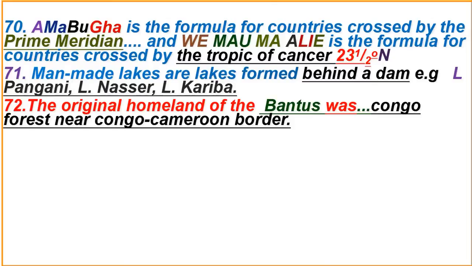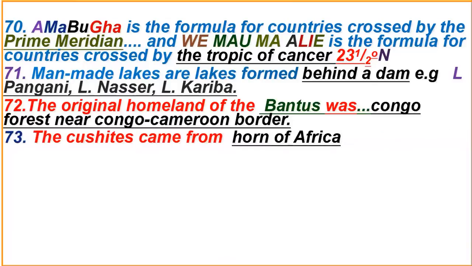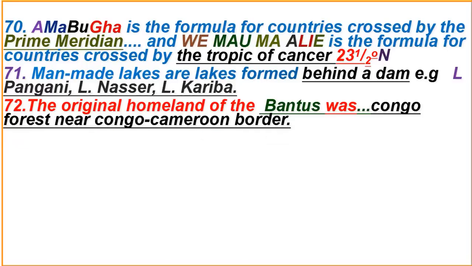The Cushites came from the Horn of Africa. They entered Eastern Africa through Somalia. They were pastoralists. We have Eastern Cushites and Southern Cushites.